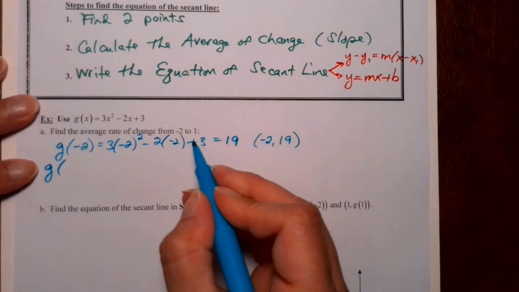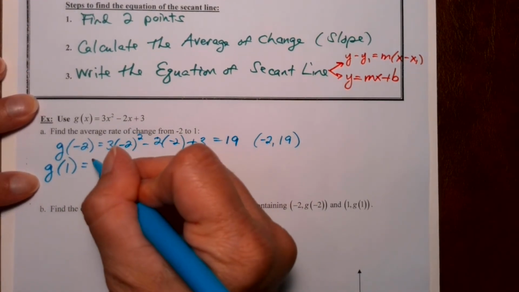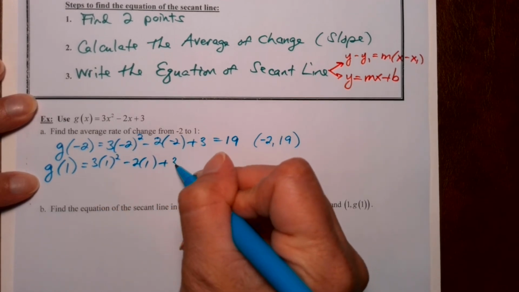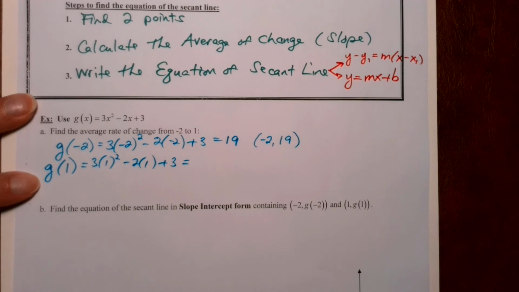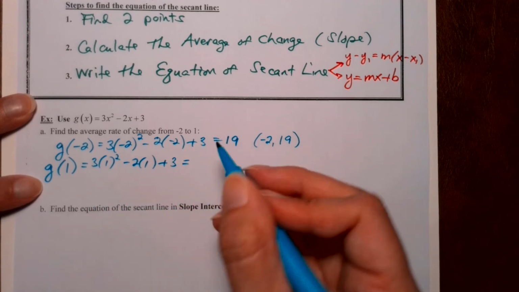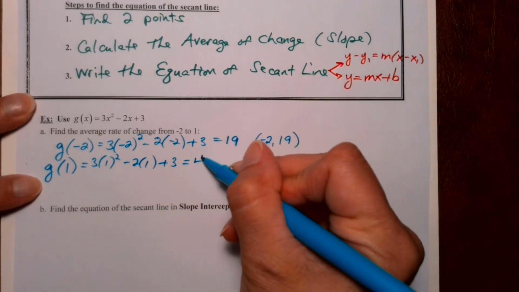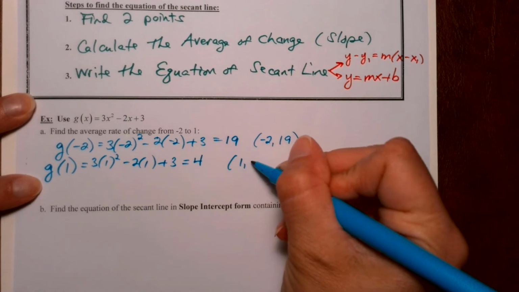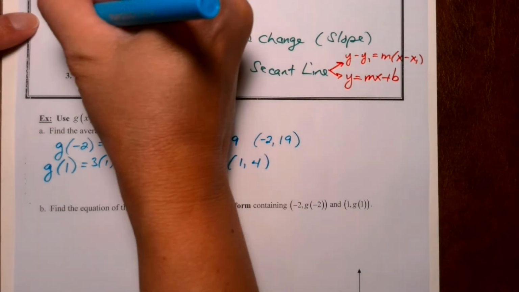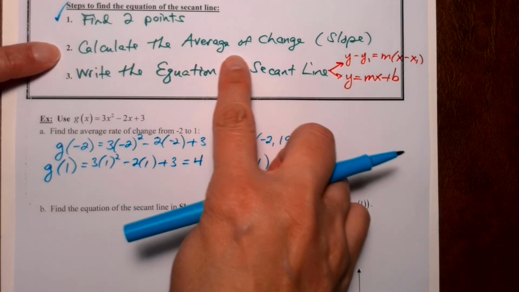All right, let's do it again. Let's do g of 1. So 3 times 1 squared minus 2 times 1 plus 3. What does that make? I hope you're trying to do this in your mind. 3 minus 2 plus 3, that's going to make a 4. So now I have the point 1, comma 4. Step 1, find 2 points. I got them.